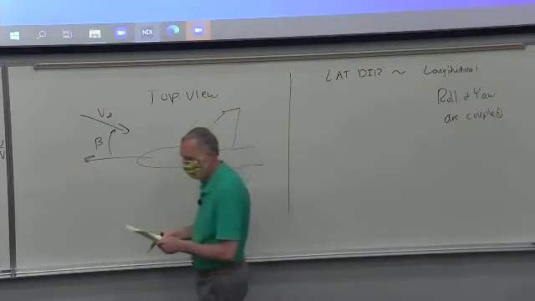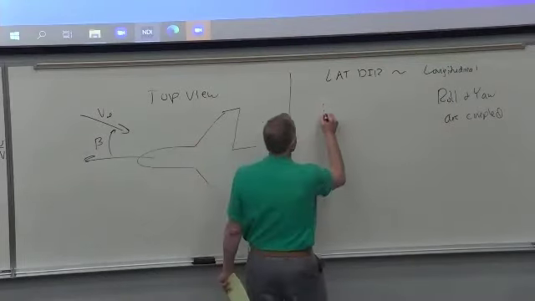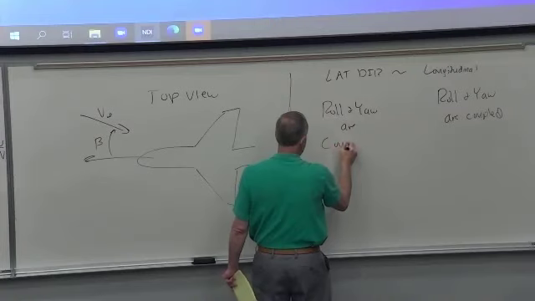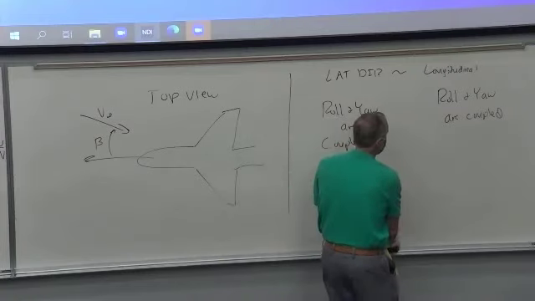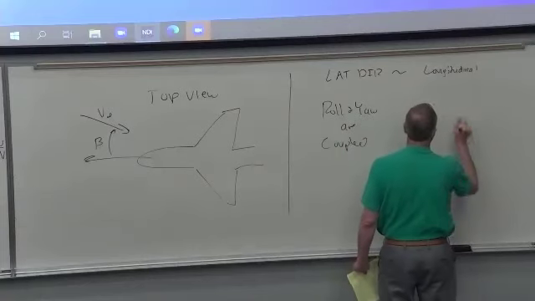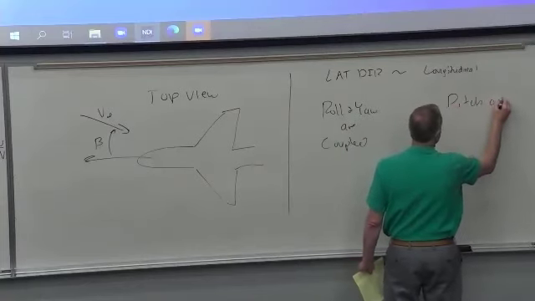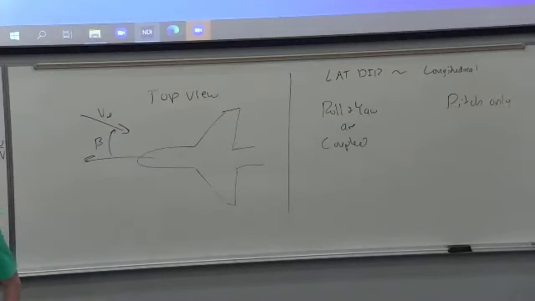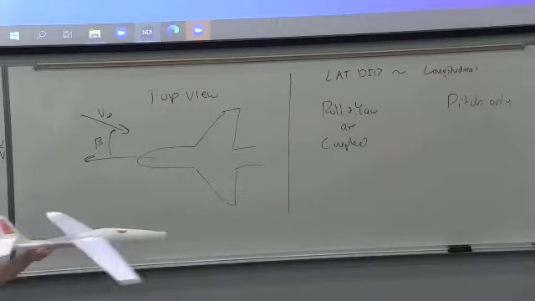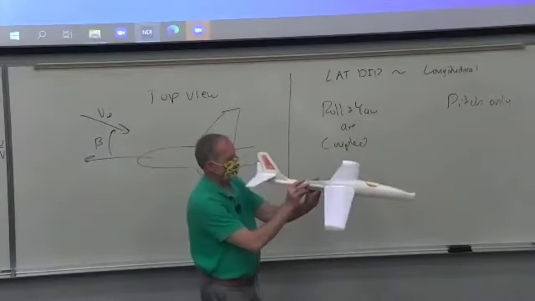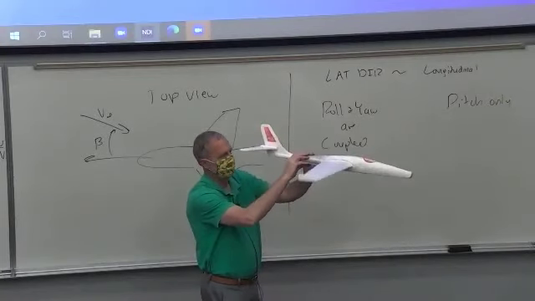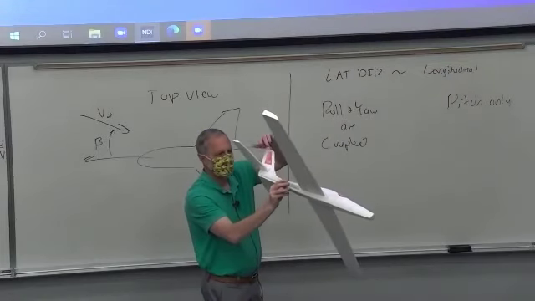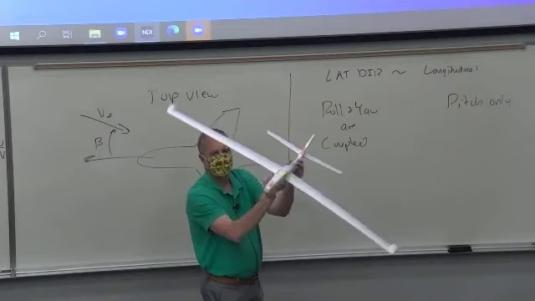But on lateral, it's over here. Roll, yaw are coupled. Not on this side. And we had pitch only here. So what I mean by that is that if the airplane starts to roll like this, partially because of the vertical tail, air pushes on the vertical tail, and it will cause the airplane to yaw as well.